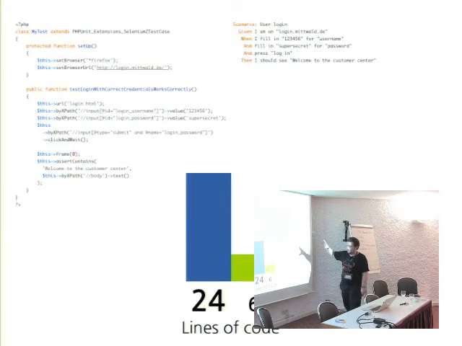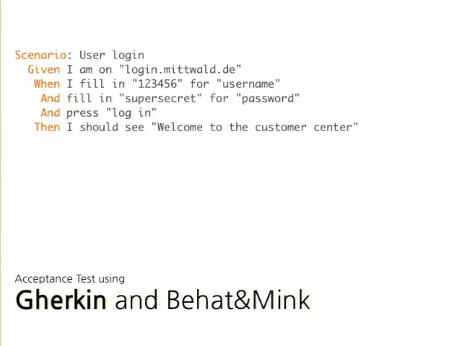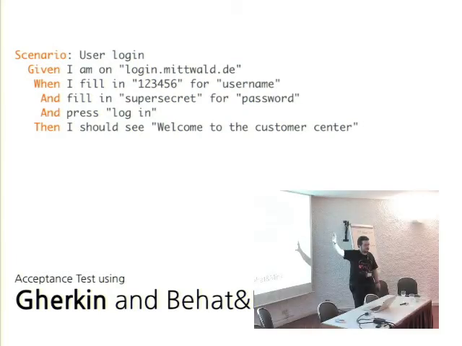Yes, this is a comparison of the actual lines of code. I cheated a bit here. You'll see later on why. But this kind of test actually is executable, given the right tools. So there are tools that can interpret this language and actually execute this code as we see it here without any further adaptations. And I think that's pretty cool.